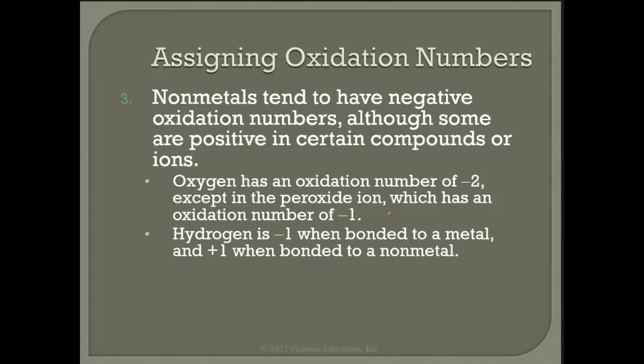Nonmetals tend to have negative oxidation numbers, although some are positive in certain compounds or ions. Oxygen has an oxidation number of -2, except in peroxide ion, in which it has an oxidation number of -1. Hydrogen is -1 when bonded to a metal and +1 when bonded to a nonmetal.